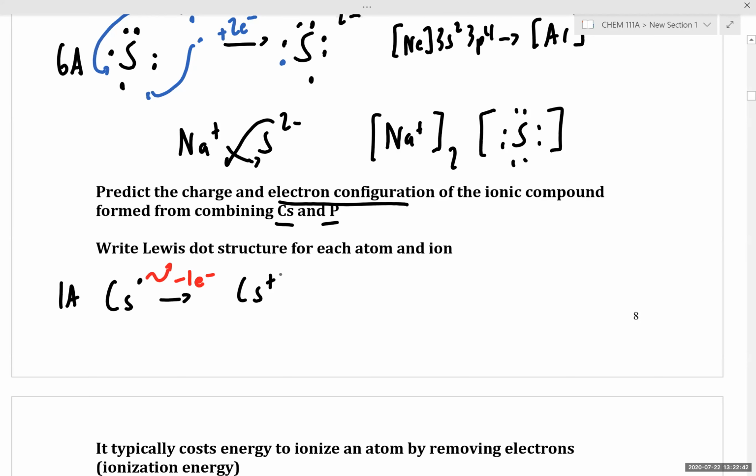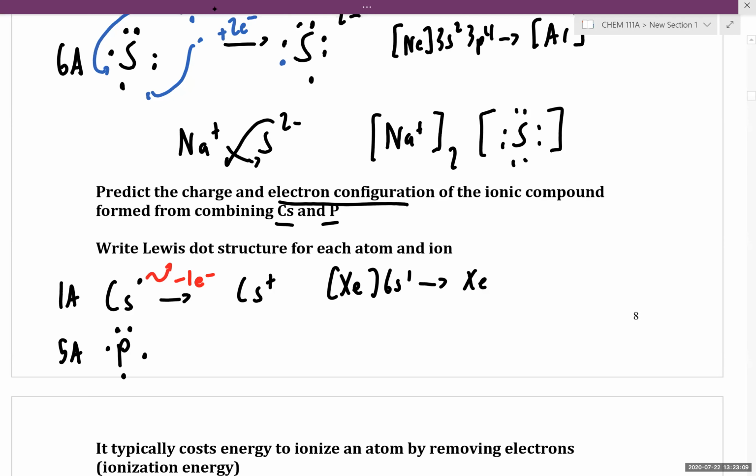Looking at our periodic table, let's write out the configuration of cesium. We went from xenon 6s1 to xenon. Perfect. Phosphorus is a 5A element, so we have initially 5 valence electrons.